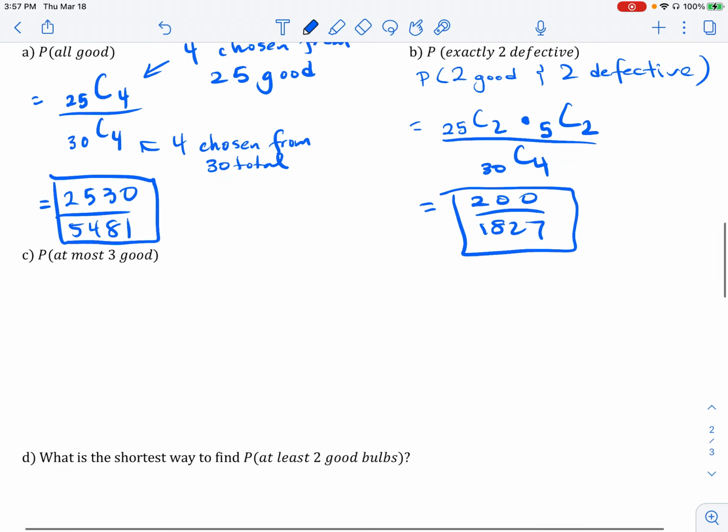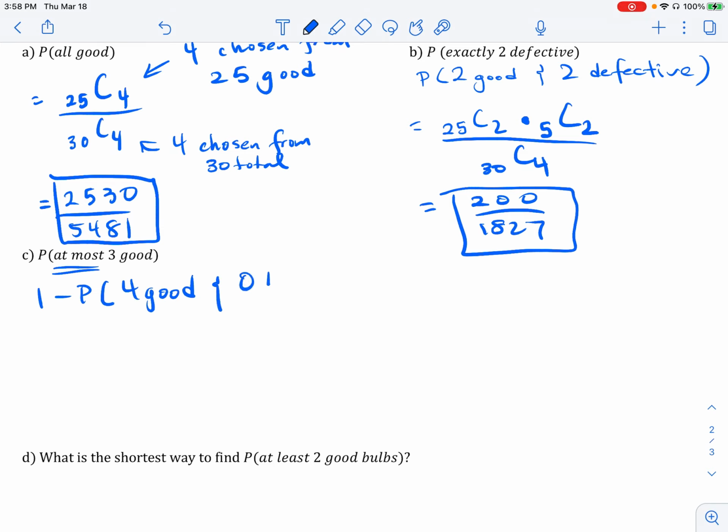And I'm going to let you try part C on your own, and you can check my solutions. But again, think about that word "at most," and what might be a more efficient way of going about doing this, right? Hint, you might want to think about 1 minus the probability that all 4 are good and 0 are bad. Okay, so go ahead and try part C and D, and you can check my solutions with what I have in Google Classroom.